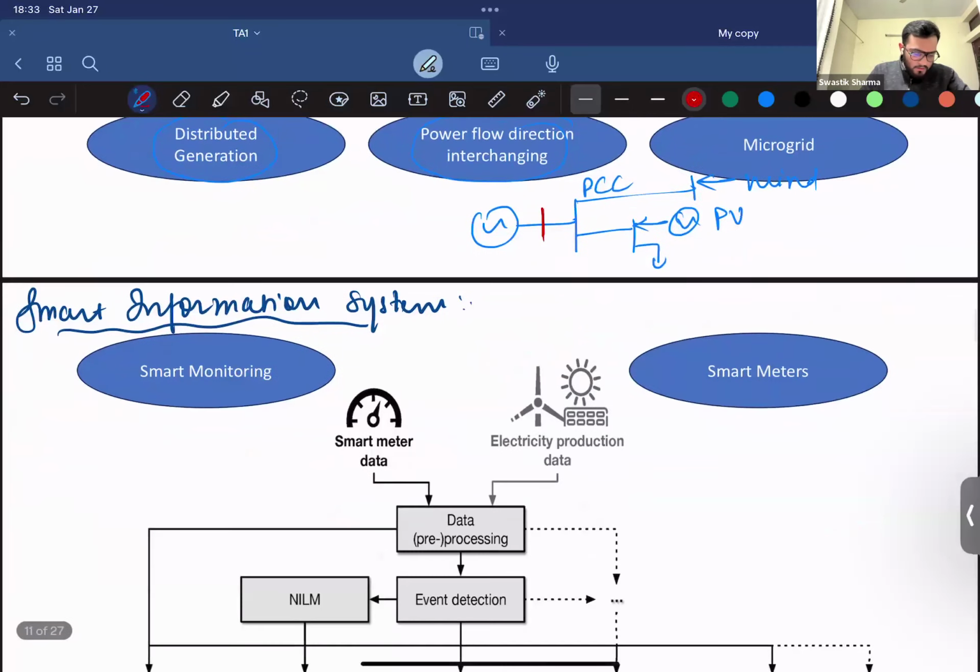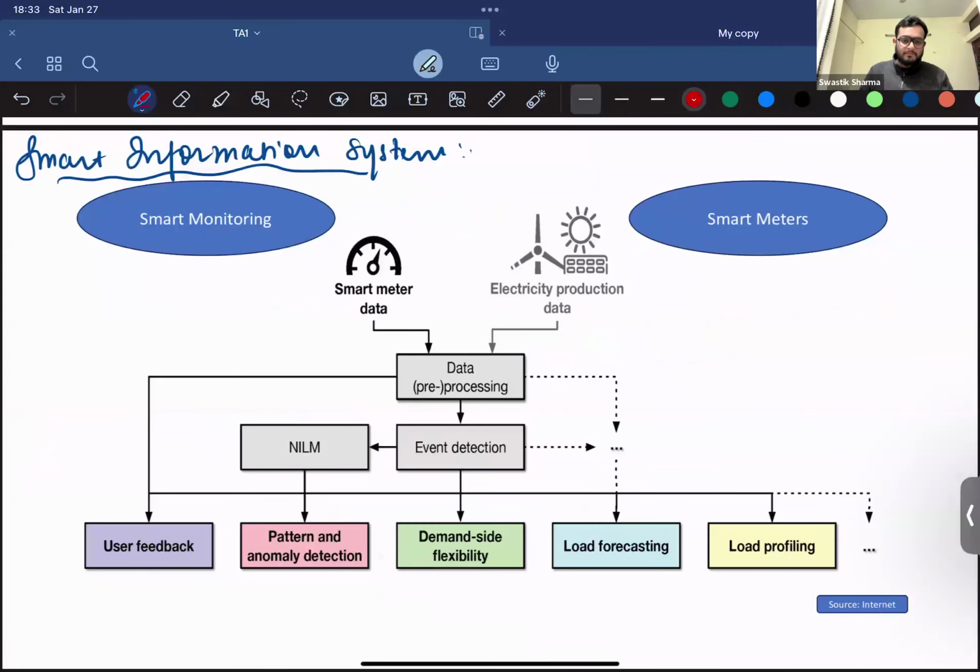So what is a smart information system? A smart information system includes smart meters as well as smart monitoring. So what is a smart meter? Earlier, you had these analog instruments in your home, analog or digital. Earlier they were changed to digital. Some person, a meter reader is what we used to call him, would come and read the reading of the meter monthly, and after that your bill would be processed.